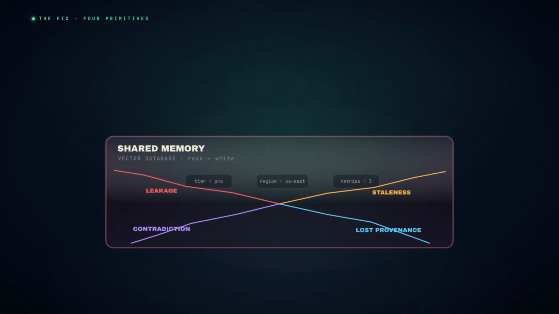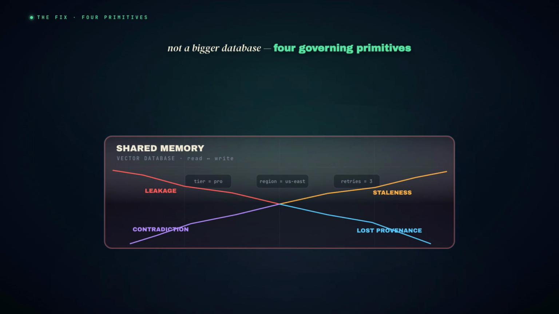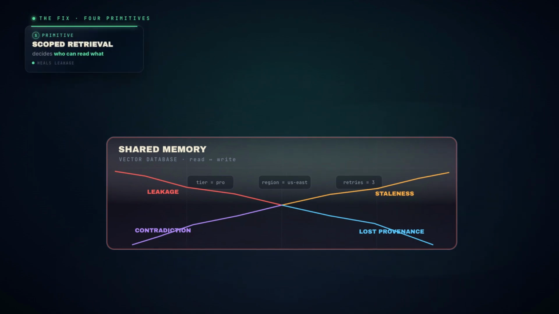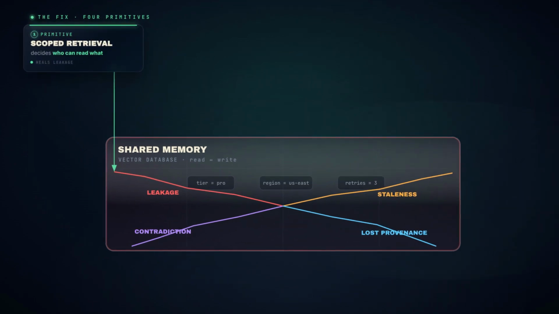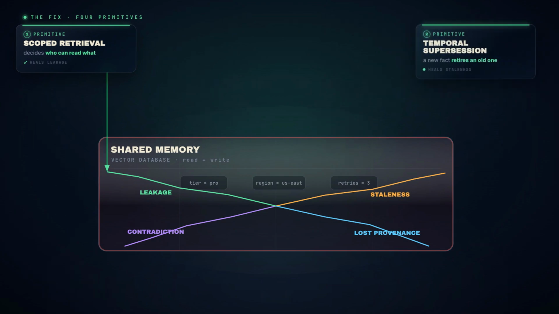Here's what actually fixed it. And it wasn't a bigger database. It was 4 governing primitives, and each one heals exactly 1 crack. Scoped retrieval decides who can read what. That heals the leakage. Temporal supersession lets a new fact retire an old one.